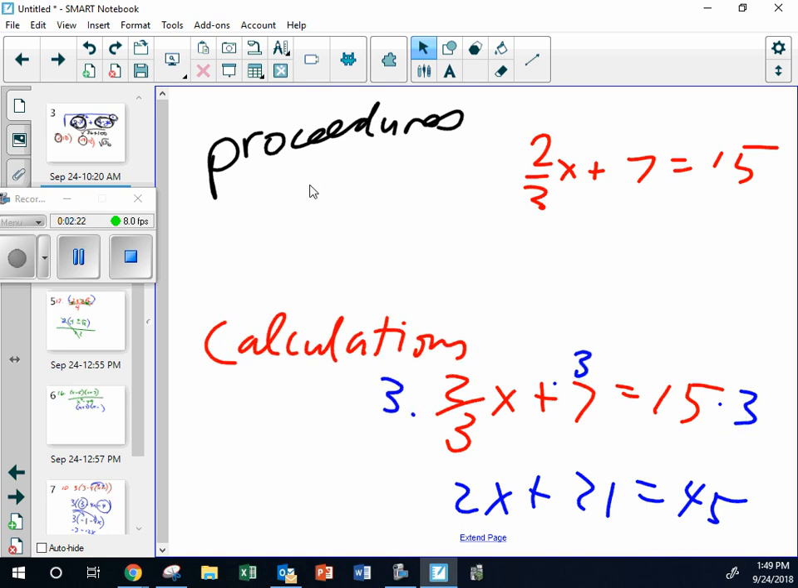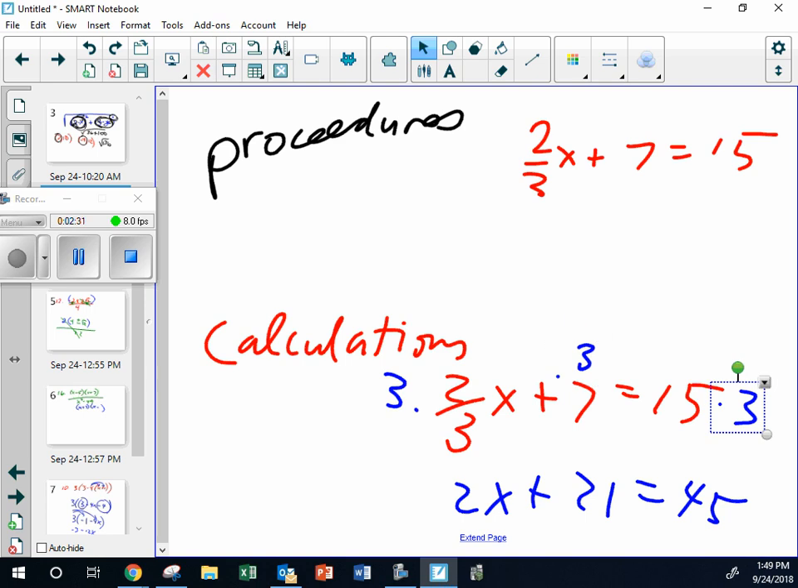Like if you were solving an equation, you might say in the procedure section, I got to times everything by 3. Here you actually times everything by 3 and you show the work of that and you get the answer. All right, so make sure both labs are done for tomorrow.